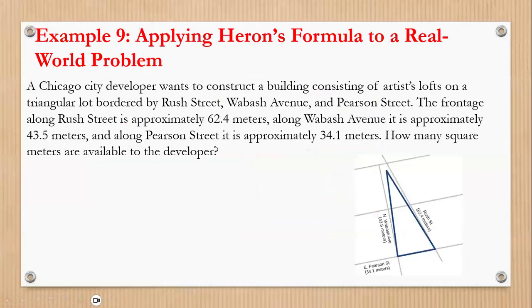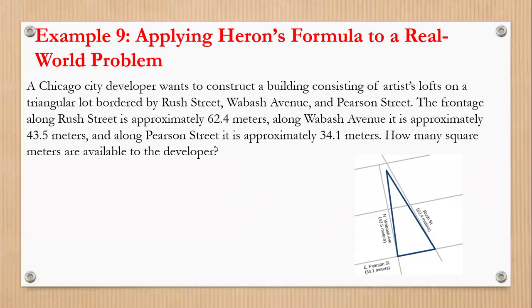And we want to use this formula to solve an application. We want to apply Heron's formula to a word problem. This problem says a Chicago city developer wants to construct a building consisting of artist lofts on a triangular lot bordered by Rush Street, Wabash Avenue, and Pearson Street. I hope I'm pronouncing correctly. The frontage along Rush Street is approximately 62.4.